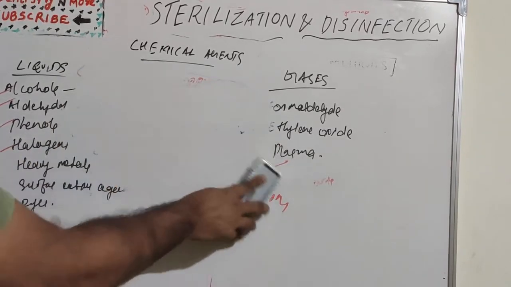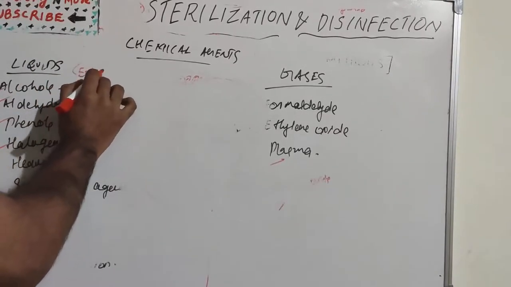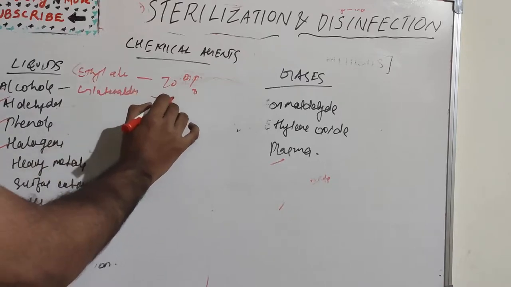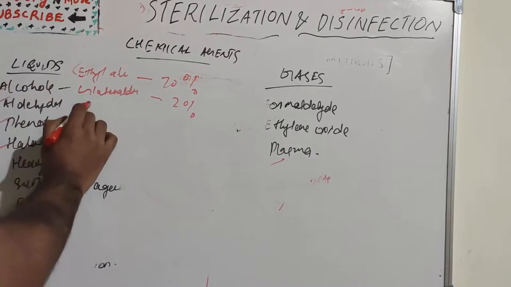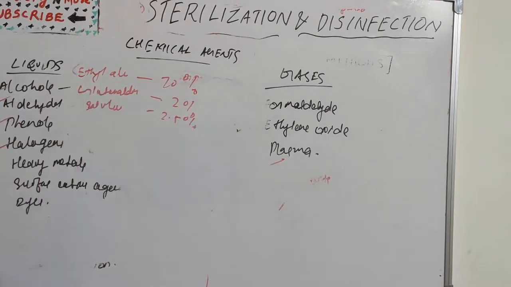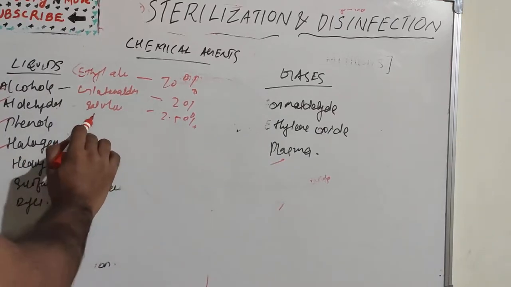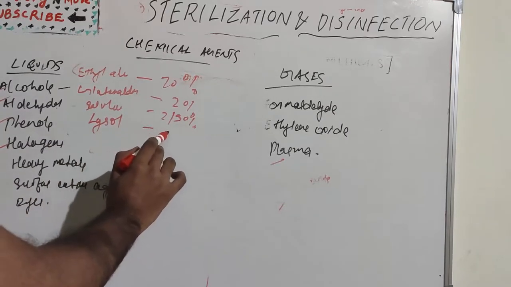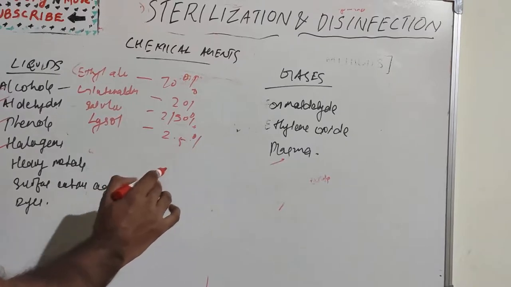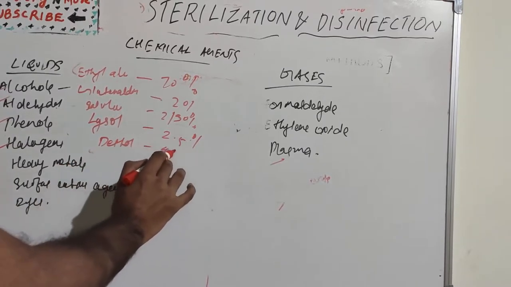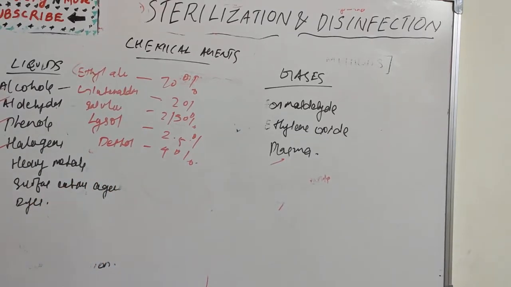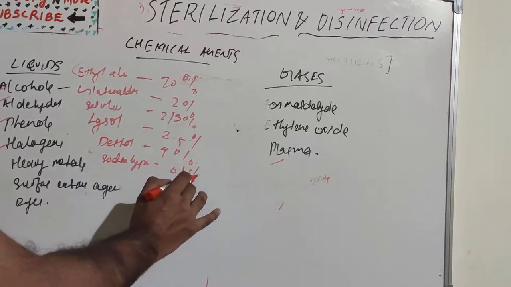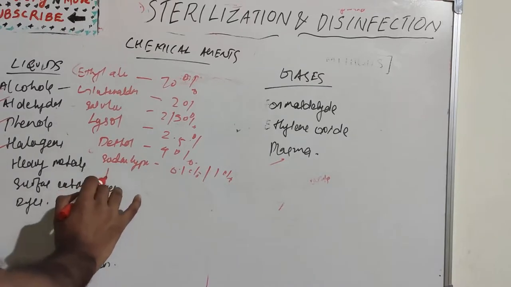So the percentage for ethyl alcohol, we learned, is 70%. Glutaraldehyde is 2%. Savlon is 2.5%. And Lysol also. Sorry, Savlon is 2%, or 2.5%. Lysol is 2.5%. Dettol is 4%. And bleaching powder, we commonly use 15 grams in 1 liter of water. Sodium hypochlorite is 0.1% or 1%. And Betadine is 2%.